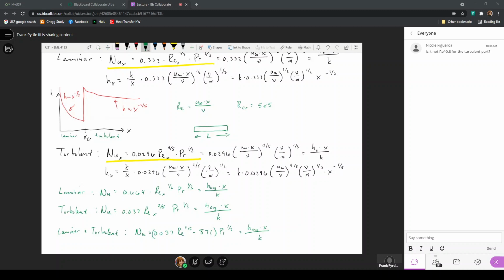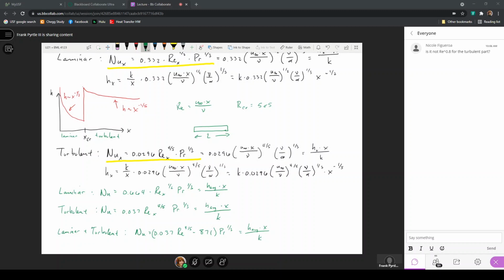The first expression that I gave you for the laminar flow condition, the average Nusselt number, which allows you to get the average heat transfer coefficient, is going to allow me to calculate the average heat transfer coefficient just in the laminar region. For the turbulent, just in the turbulent region. So we'll use these expressions to find heat transfer coefficients depending on the question that's being asked.